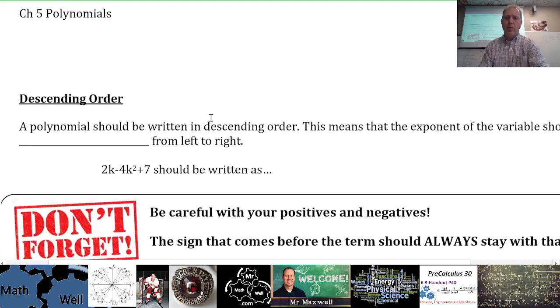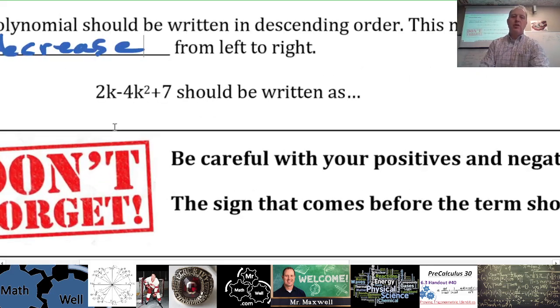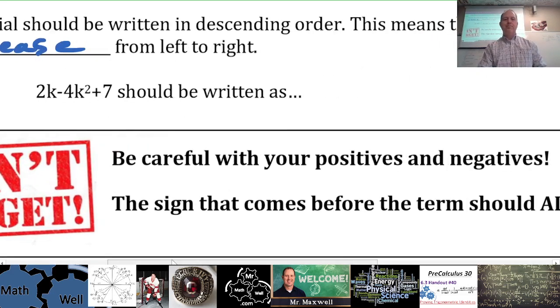All right. Let's fill in this blank first, shall we? This means that the exponent of the variable should, what's the word you think should go in there, guys? Descend, or what's another D word that's maybe a little bit easier to apply here? Decrease, maybe. I would say decrease would be the best word there. Yeah. So the exponents on the variables should decrease as you go from left to right. And if you want to use the word descend, down, left to right, that's great too. Okay, so we're going to change this polynomial around so that it's written in descending order.